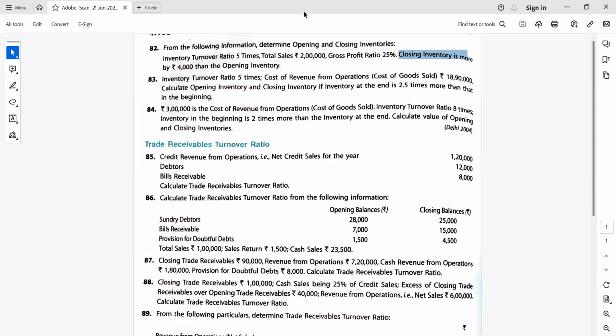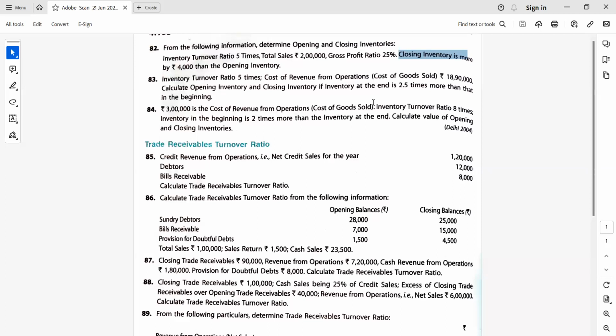So I'm getting 37,500. This is your final answer. Yes. Okay, so what is your opening trade receivable? Opening trade receivable is 35,000, closing 40,000. And average? So average I didn't find.